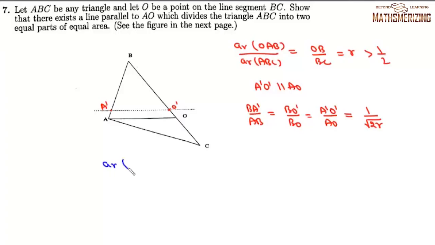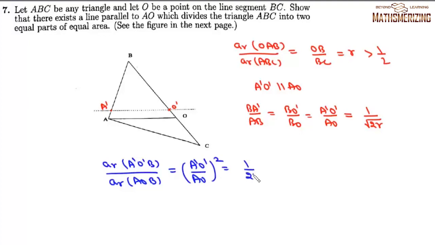Now we write area of triangle A dash O dash B upon area of triangle AOB. This ratio is equal to A dash O dash upon AO squared, and which is 1 upon 2R. Now we'll take area of AOB on the right hand side.